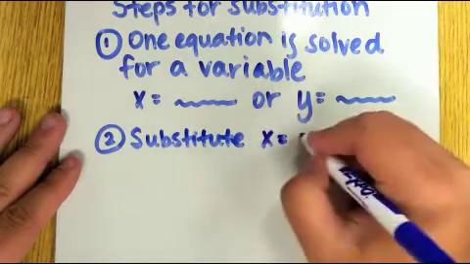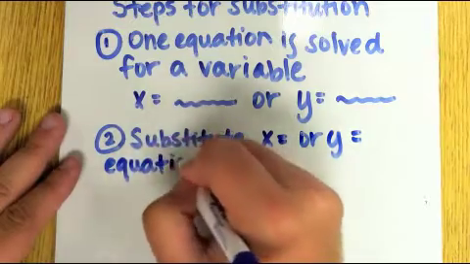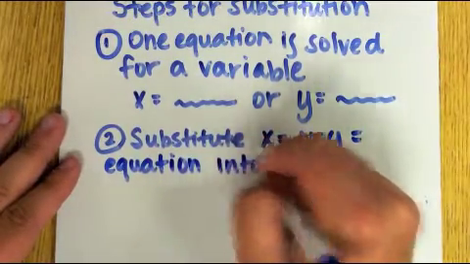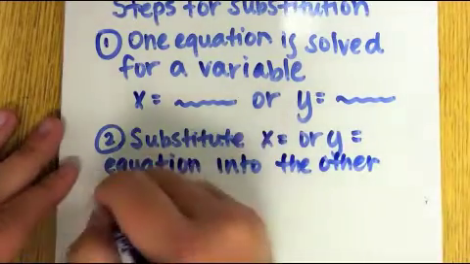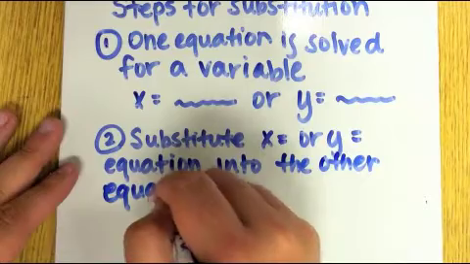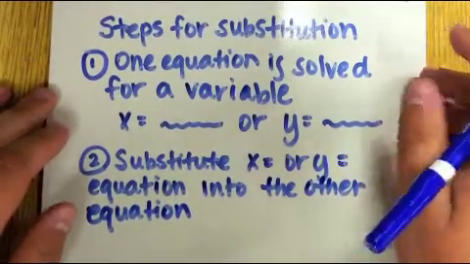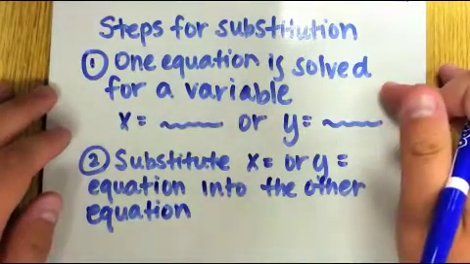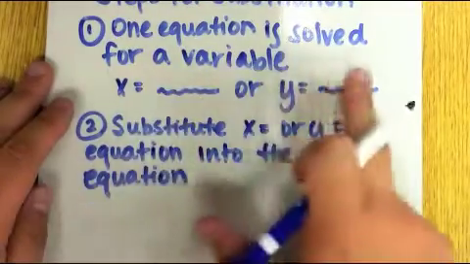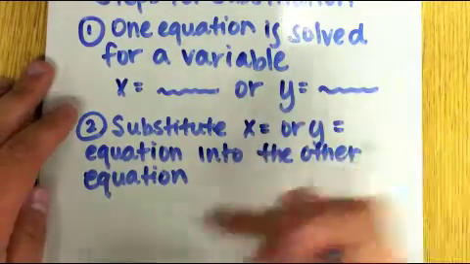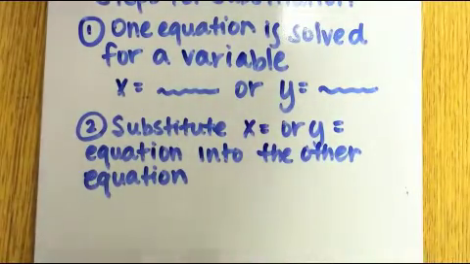Okay? Number two, we're going to substitute your x equals or y equals equation into the other equation. Okay, so again, stick with me here because this could sort of get a little complicated. Okay, so step one, you're solving for something. All right, so either x or y. Then step two, you're going to take either your x or y, whatever you solve for, and you're going to substitute that into the other equation that you haven't touched. Because remember, there are going to be two equations.